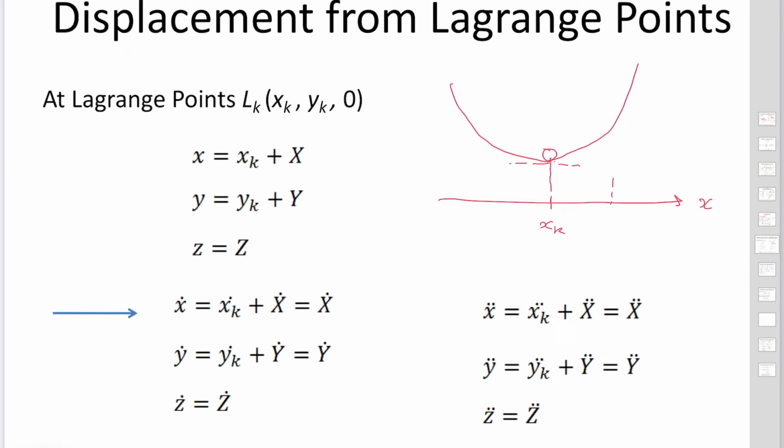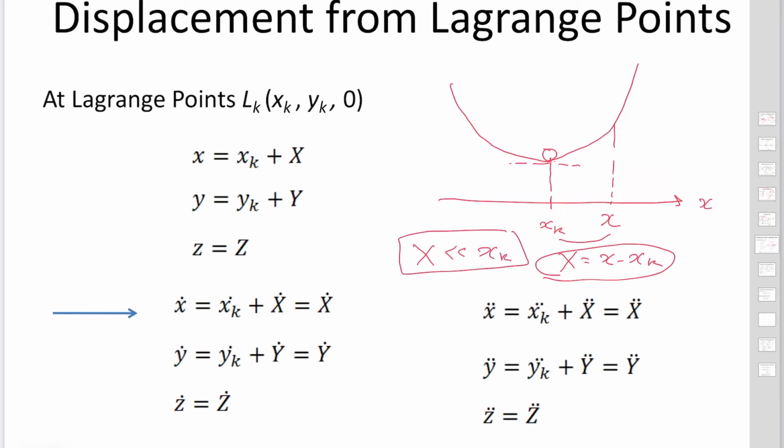Then we'd like to consider a small change of the position of the particle. So this is x. This difference, x minus x sub k, we call capital X. This is x minus x sub k, this is a capital X. We expect capital X is much smaller than x sub k. This means a small displacement. So we'd like to consider a small displacement from the Lagrange point.